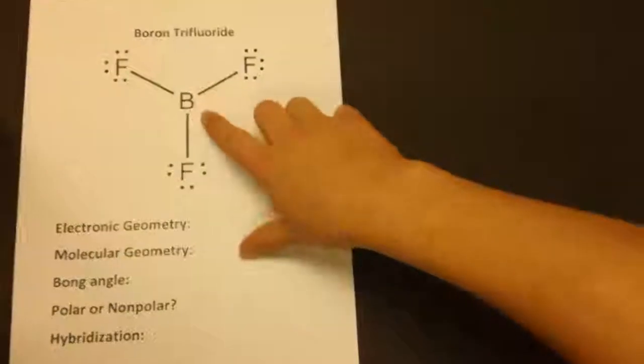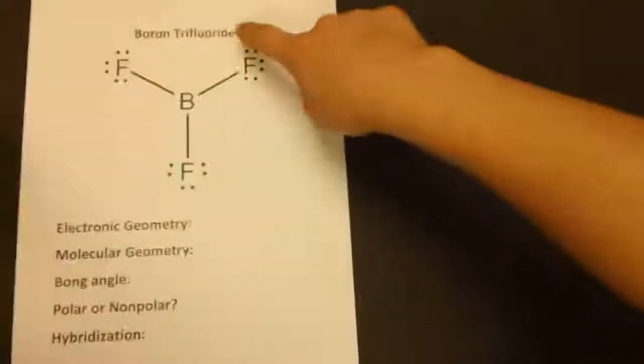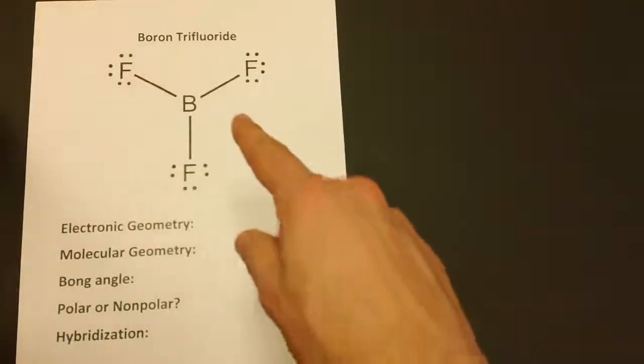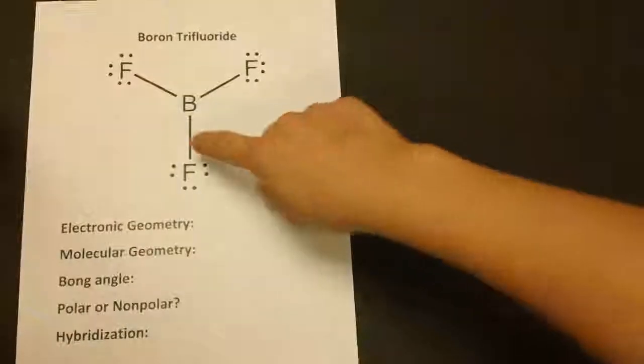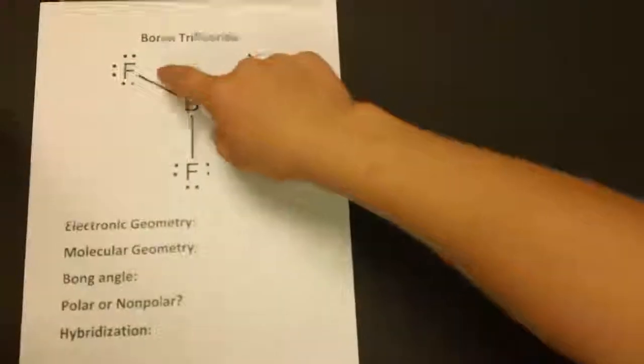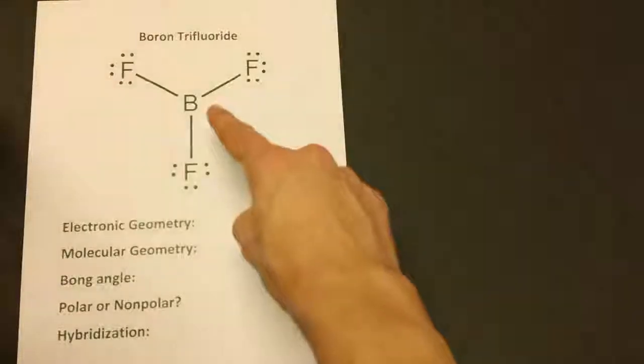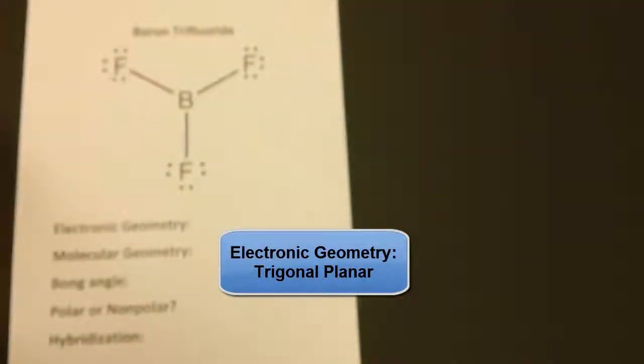Now we have the Lewis electron dot structure for boron trifluoride. Here, what is the electronic geometry? Well, how many electron regions are around the central atom? 1, 2, 3. 3 regions of electron density around the boron. Right, because remember, a single bond is one region, a double bond is one region, a triple bond is one region, and a lone pair of electrons is one region. All we're looking at is the central atom. All we have are 3 single bonds, so it is electronic geometry trigonal planar.